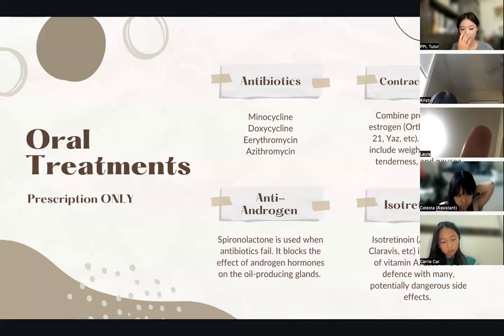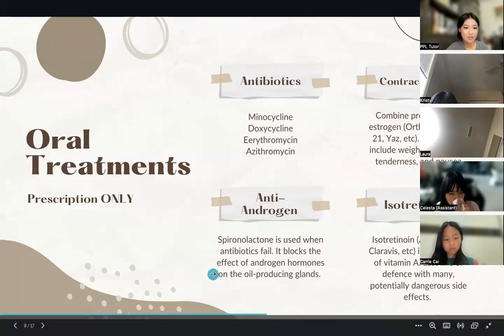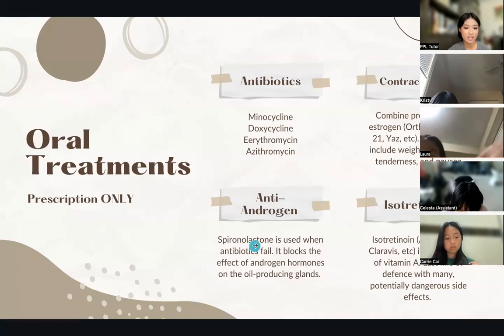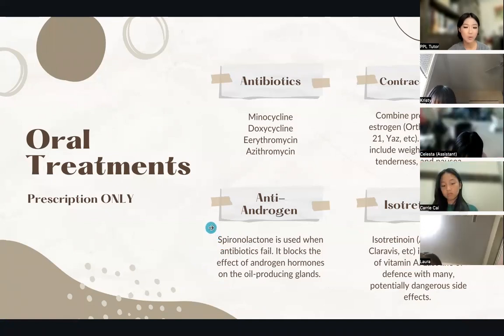And then we have our anti-androgens. These are generally used for people whose acne is caused by testosterone, which is a male sex hormone, and which is generally the case for people in their teenage years. So spironolactone is the biggest anti-androgen medication available. It is often used when antibiotics fail. And spironolactone, I have a couple friends who went on spironolactone. It has incredible effects.